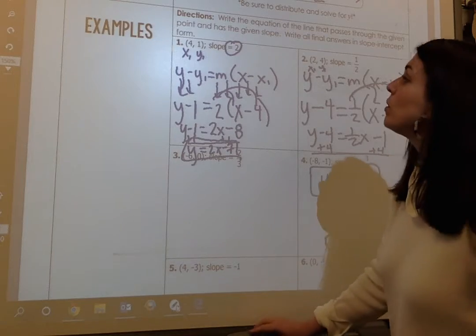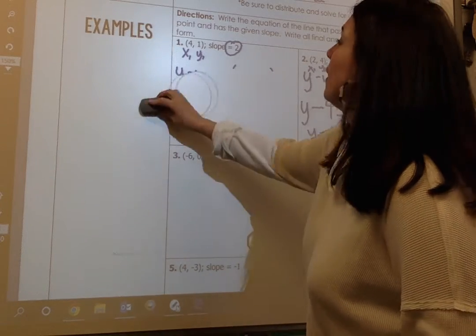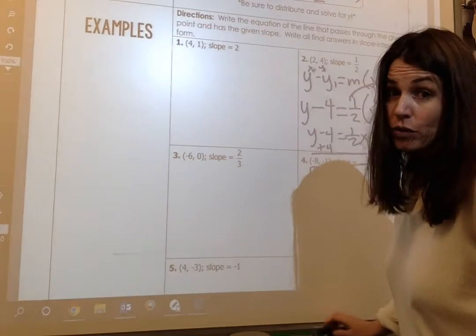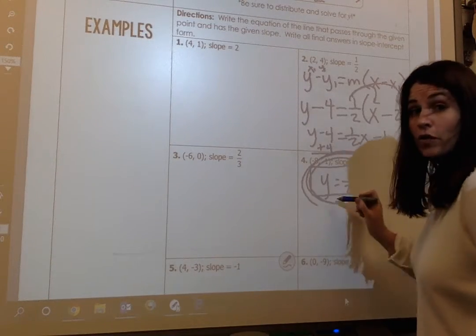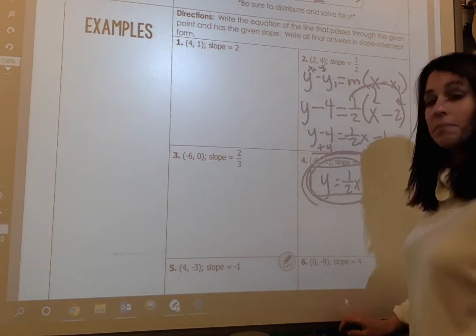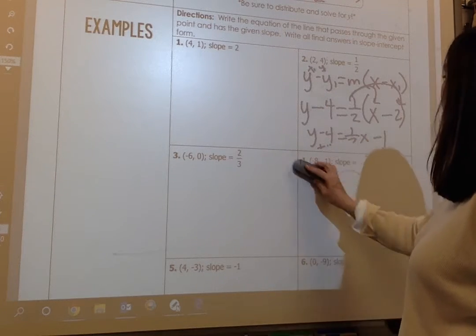I am going to show you another way in which to do this. I do not care which way you use, as long as you give me this form, slope-intercept form, when we're done. Okay, it must be in slope-intercept form.